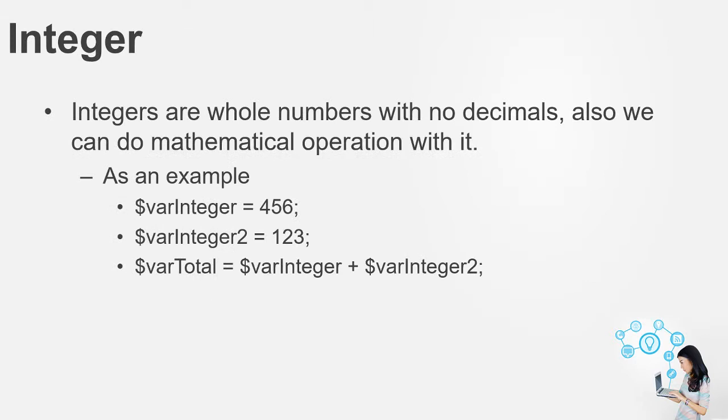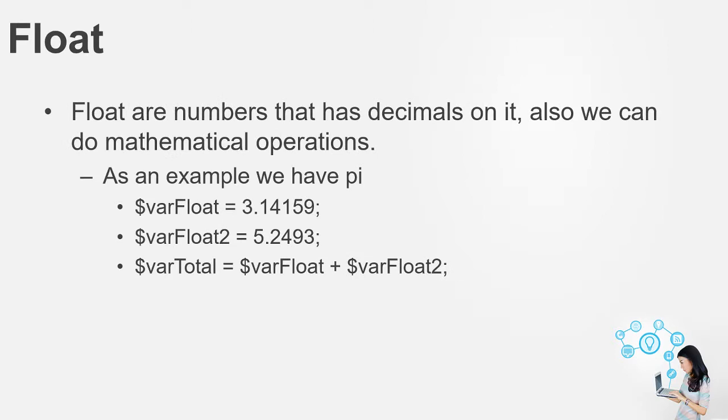Okay, an integer is basically a whole number. We have some examples over here. These are whole numbers with no decimals, so we can do mathematical operations like in the last example, which is var total, where we're making a sum of the first two. We're gonna see these in the example of how this works. We have the float. Floats are basically numbers with decimals, and as with the last one, we can do mathematical operations, as we can see on the last variable.